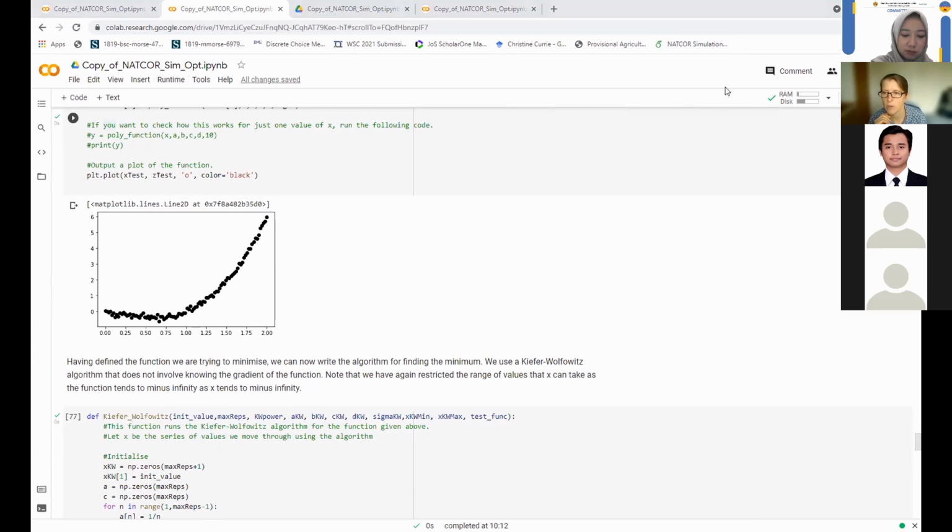Let me just check, actually, before I do that, there is one question: is my current understanding on the right path? So is this a method of optimizing the settings of a simulation model?